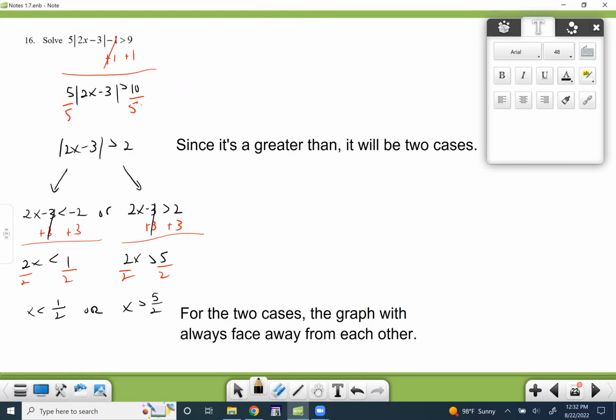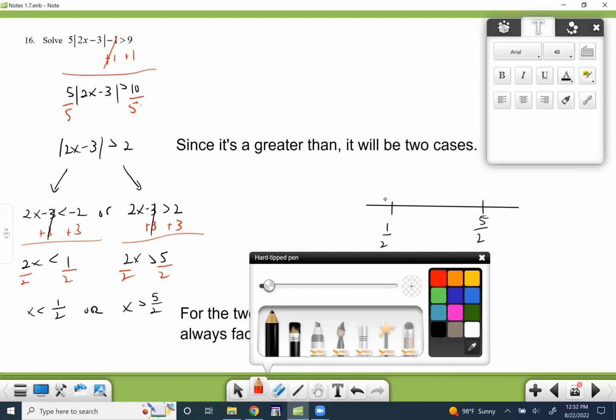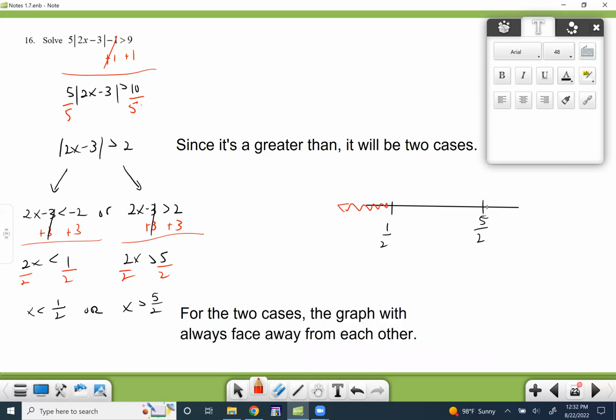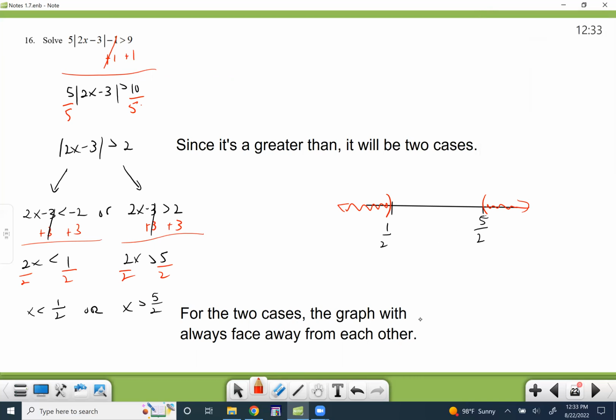So knowing that's only with absolute values, you guys, it's not with ors. And you could go back and do your 3 cases if you wanted to. So we got 1/2, we've got 5/2. With absolute values, they're always going to face away from each other. Now there's no line underneath on these, you guys, so that means they're going to be parentheses.